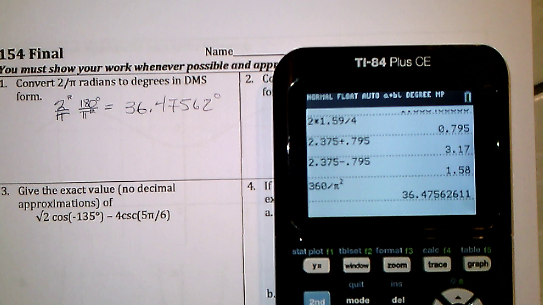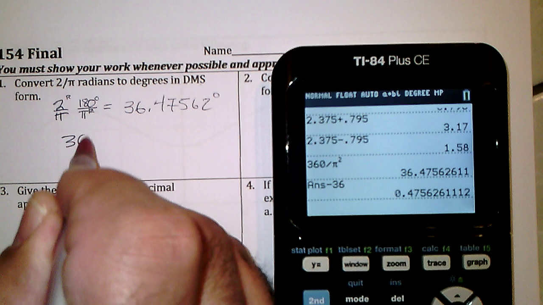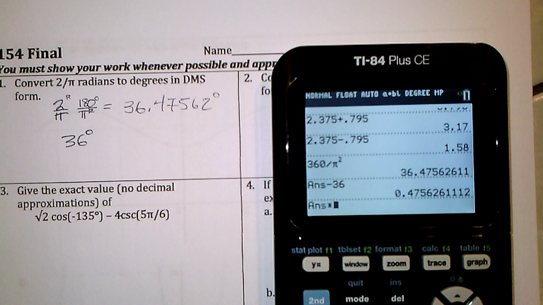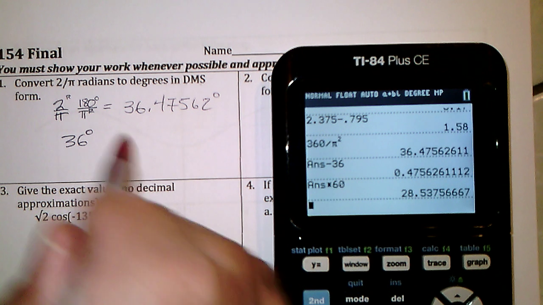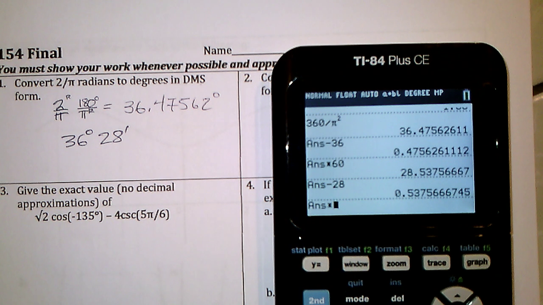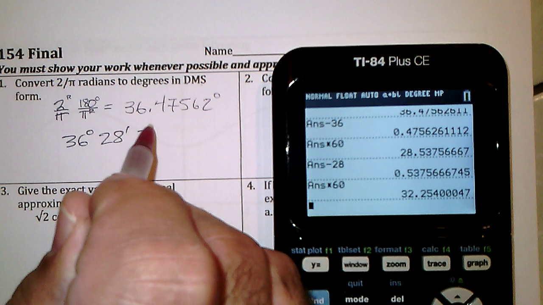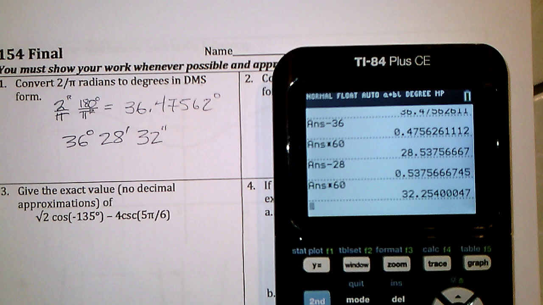We subtract the 36 because we know it's 36 degrees and multiply it by 60, and we get 28 minutes. And subtract the 28 and take it times 60, and we get the seconds to be 32 seconds.